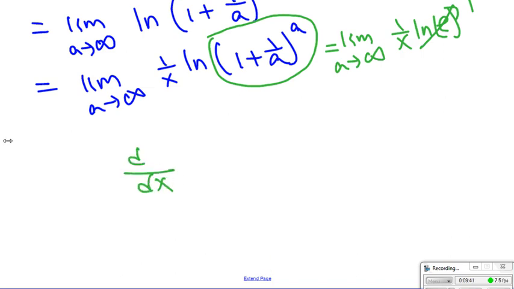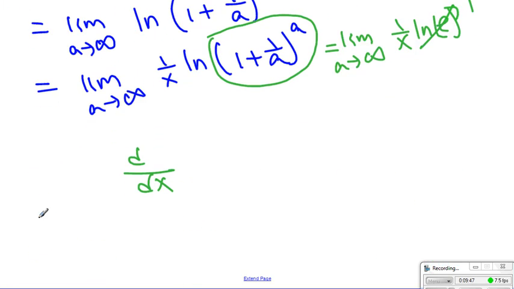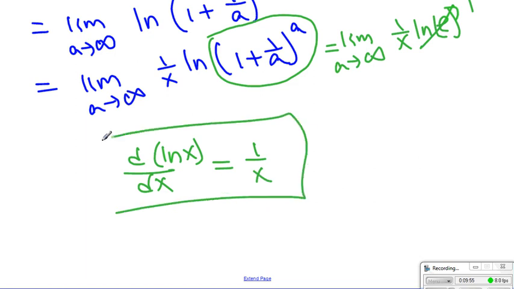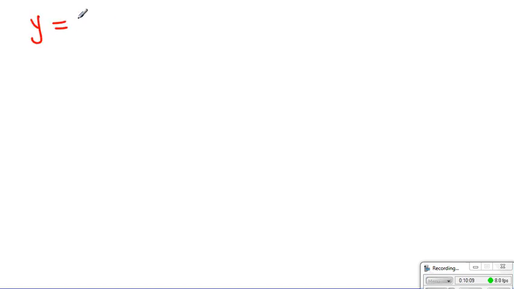When you take the derivative with respect to x of the function ln of x, the result will be simply 1 over x. So, knowing that from the previous page, we'd like to look at a couple of questions. Let's try y equals maybe ln of x squared, and then I want you to find dy over dx.